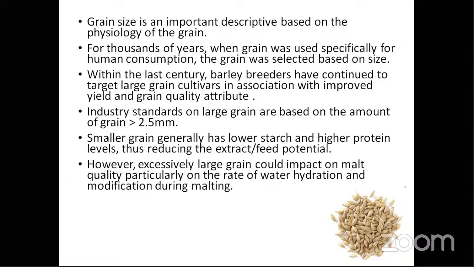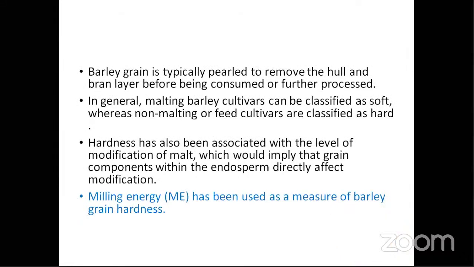So the industrial standards say that the grain size should be greater than 2.5 millimeter, because if the size is small, they will have lower starch content and high protein levels, thereby reducing the feed potential. So they don't prefer the smaller grains. They prefer the larger grains because they will have more starch content, which is required in the industry. So in case of milling, we remove the hull and the bran layers and then it is consumed.